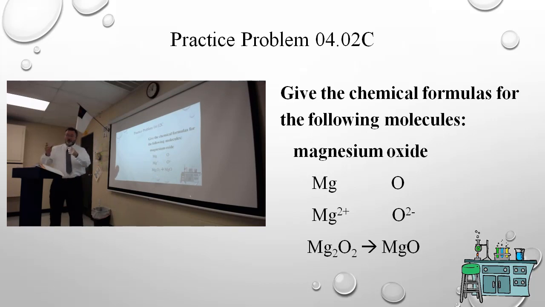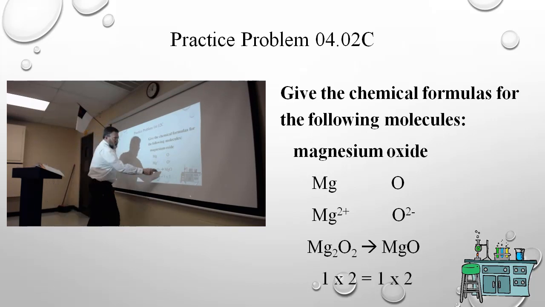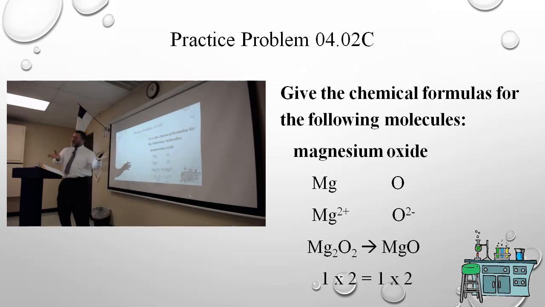Okay, now we'll check it real quick. Magnesium, I have 1 magnesium at 2 positive. Is that equal to 1 oxygen at 2 negative, given that the charges are opposite? Do the numbers match? Yes, so we have equal and opposite charges. The net charge of the molecule is 0. That's correct.